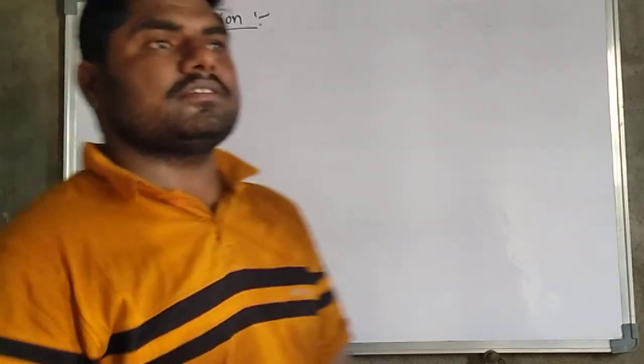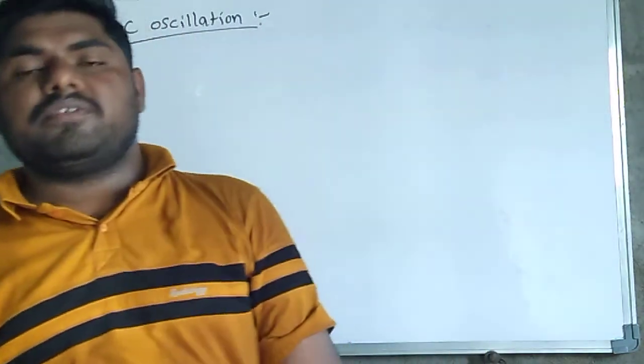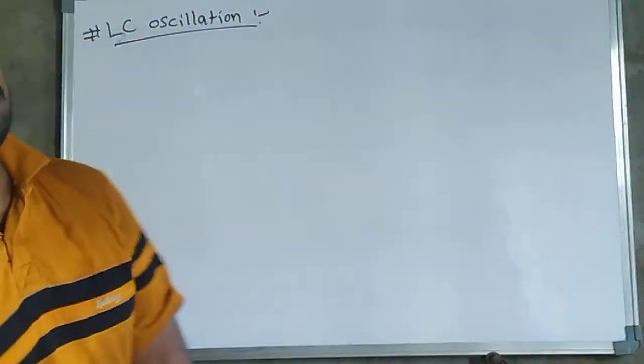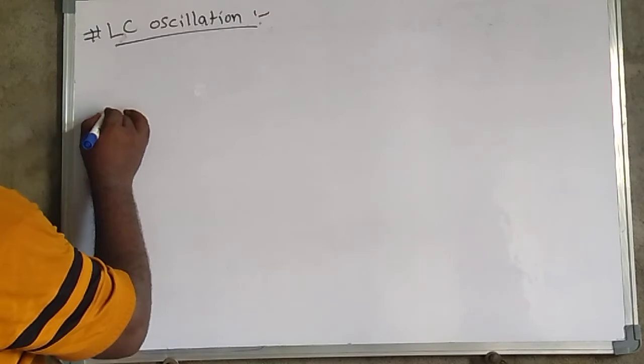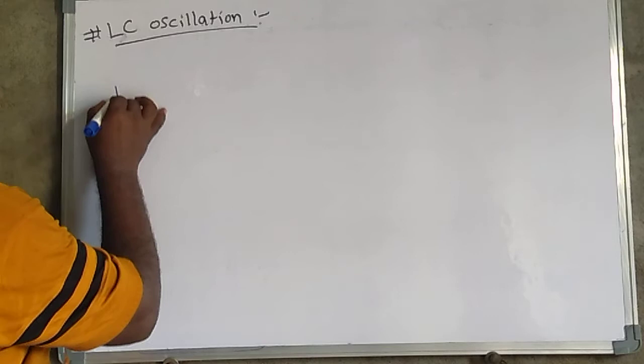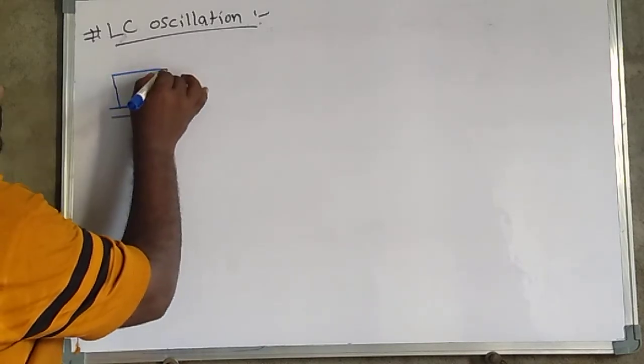Another important topic, LC oscillations. LC oscillation is nothing but the combination of an inductor and a capacitor. Previously we discussed inductor with resistor and only inductor. Now we are going to discuss LC oscillation. Oscillation means frequency, and from this we are going to find the frequency. First I am going to discuss this combination: this is one capacitor, and this capacitor is connected to an inductor.